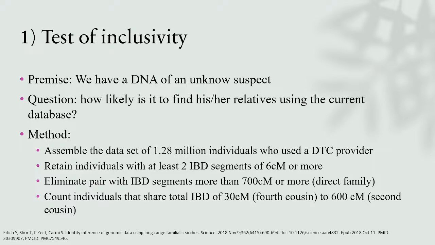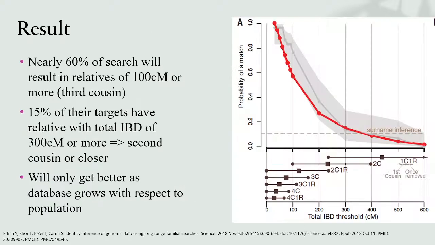And then we count the individuals that share a total IBD of 30 to 600 centimorgan, which would be between fourth cousin to second cousin. And here is the result. Nearly 60% of such pairs will result in relatives of 100 centimorgan or more, which would be third cousin. If you are familiar with the Golden State Killer, then they found him through a third cousin.